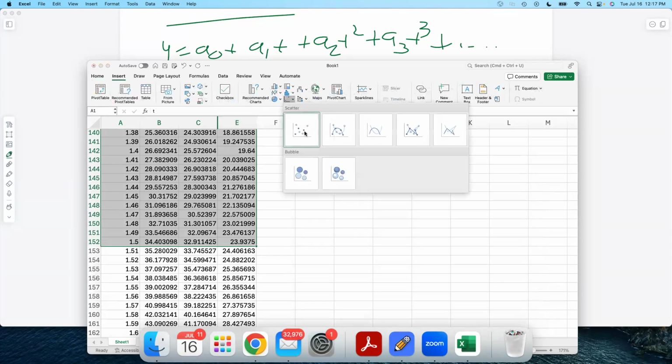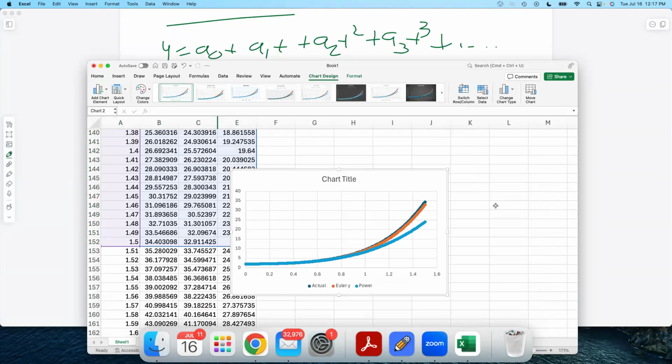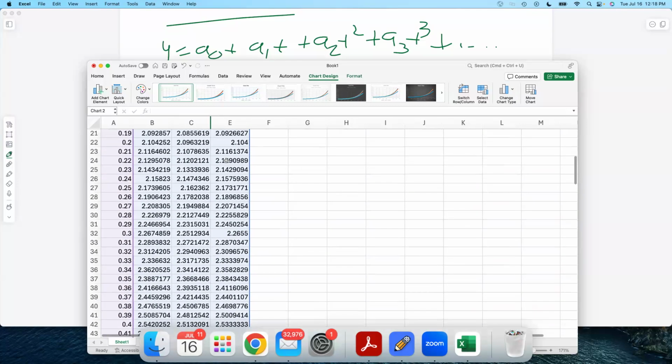Insert graph. Of course, I would want to label the graph, label my X and Y's, and put a title on it. In your actual write-up, you're going to have a bunch of different graphs. Graph actual versus Euler, actual versus power series, and so forth, both near your starting point and far away from your starting point.